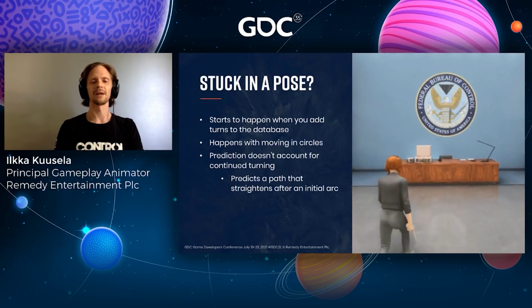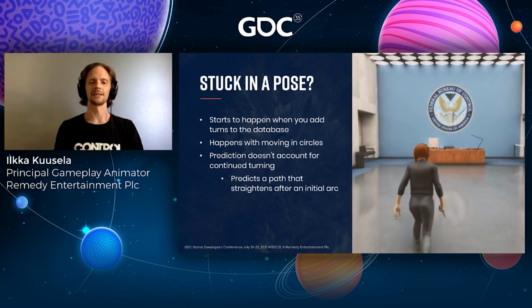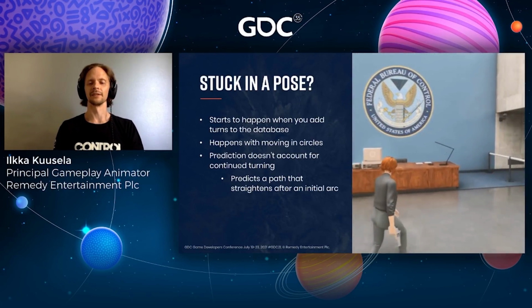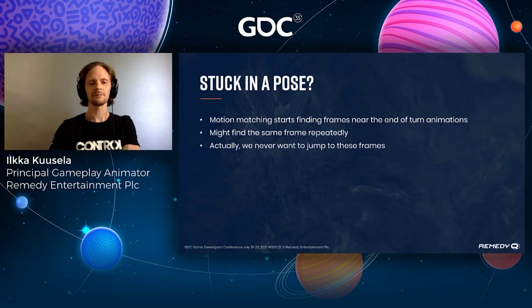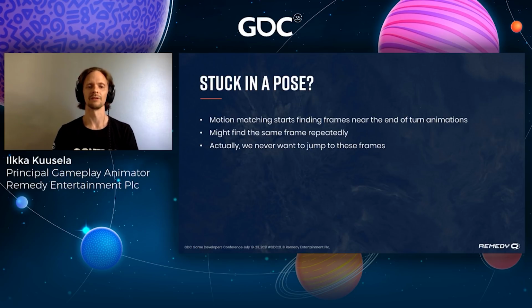So in practice, it's looking for the kind of data that begins with a turn, but then continues to move straight. And it starts finding this kind of animation in the end of the turning animations. And if the player keeps turning, it might find the same frame over and over again. And this could be a really hard problem to solve. But luckily, when you think about it, we don't actually want motion matching to ever jump to these frames directly. They only make sense as part of the turn animation.